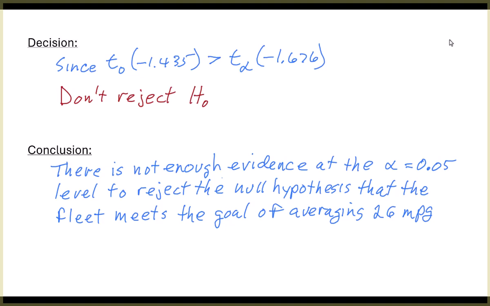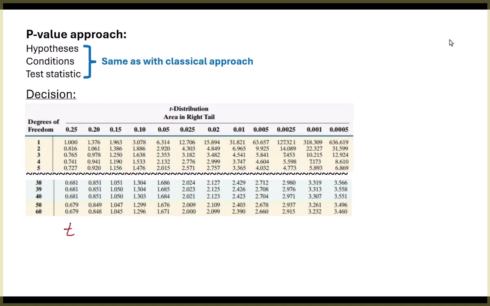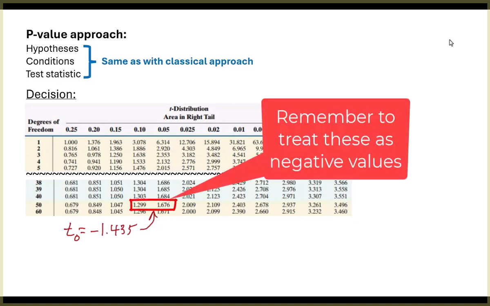Let's look at another one. Last example. Oh, let's do the p-value approach. Forgot about that. Now look what I'm doing. There's my t0, my test statistic, and notice at 50 degrees of freedom, it's between 1.299 and 1.676. Okay, what does that mean? That means the p-value is between these two numbers at the top of those columns.